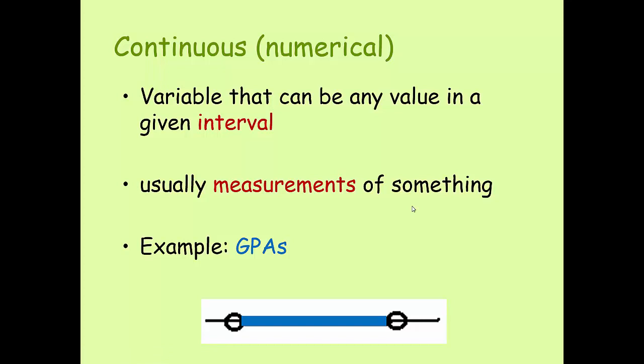If we measured something, even time, we could say you were 3 minutes late. Well, no, you weren't. You were 3 minutes and 4 seconds. Well, no, you weren't. You were 3 minutes, 4 seconds, and 14 milliseconds. And you could go on and on and on, and that's why measurements are continuous.